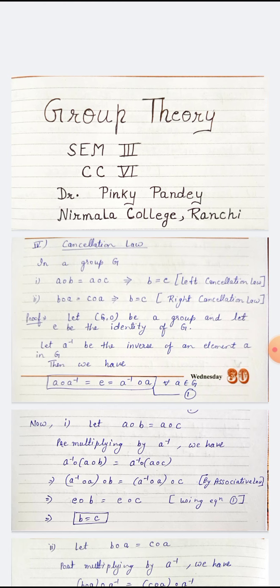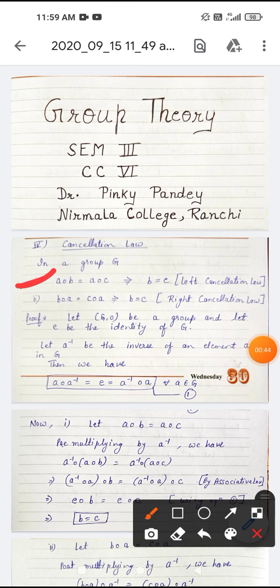The fourth property of group is cancellation law. In a group G, first, A operation B is equal to A operation C implies B is equal to C. This is called left cancellation law. And secondly, if B operation A is equal to C operation A, this also implies B is equal to C, and this is called right cancellation law.